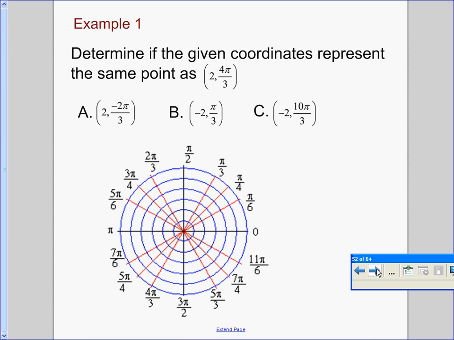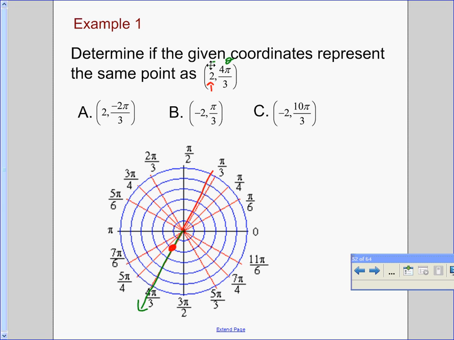Okay, so here what we're going to do is determine whether the given coordinates represent the same point as 2, 4 pi over 3, with this being r and this being theta. So first of all, I'm going to go find the 4 pi over 3. And 4 pi over 3 is here. I'm looking at the positive end of that, which I have here in green. The negative end of that would be if I were to go backwards on that. But I'm looking at the positive end because I have positive coordinates. So 2 units from that, along that green line, would be 1, 2 units. So I'm talking about this point right here.